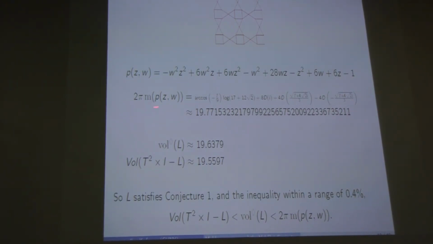It turns out that 2 pi times the Mahler measure is exactly this quantity, which I'm just showing some digits of here, 19.7 something. The bipyramid volume for this link is 19.6 something, and the actual hyperbolic volume is 19.5 something. So this link satisfies conjecture 1 and this inequality within a range of 0.4%. This seems to be the generic thing that's happening. And again, for this example, because this is now a rigorous proof, we get the Vol-Det conjecture for all but finitely many n.